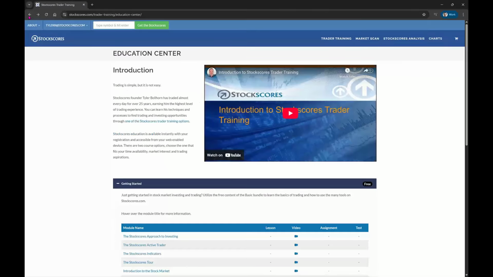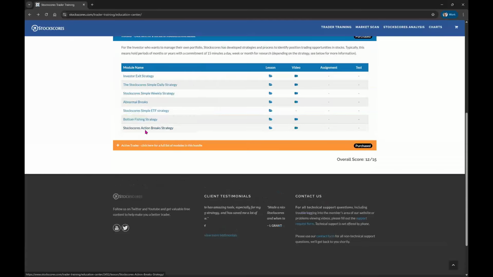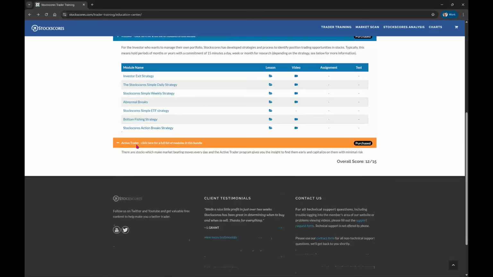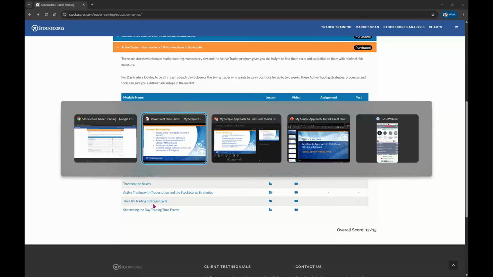Now that's the foundation area. If you want to learn my investor strategies, there's the strategies for when to buy and sell there. If you want to learn the active trader strategies, they're all there, as well as how to use some of the more advanced tools that we use for active trading.